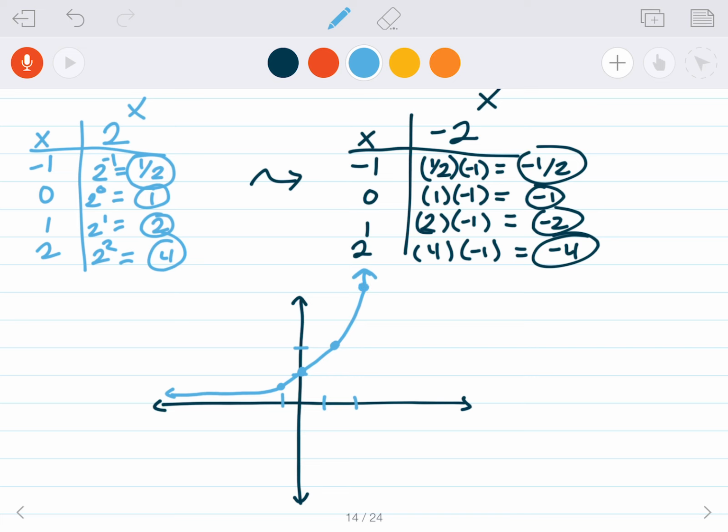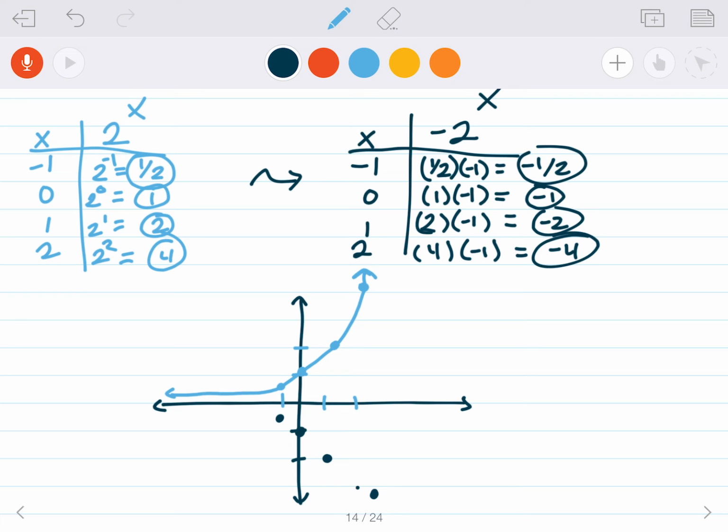Beautiful graph. I know my art skills are pretty awful, but I hope you guys get the picture. So let's look at the transform graph now. So first point, we have -1, -1/2. That's going to be roughly right here. Then we have 0, -1, roughly right here. 1, -2. 2, -4, somewhere down here.